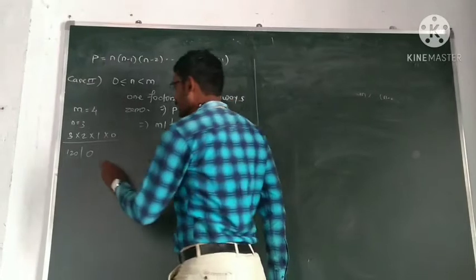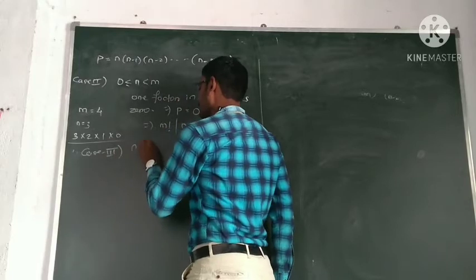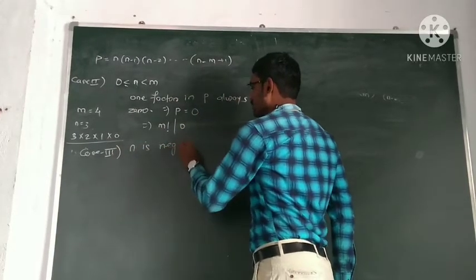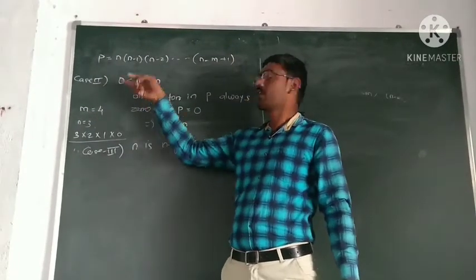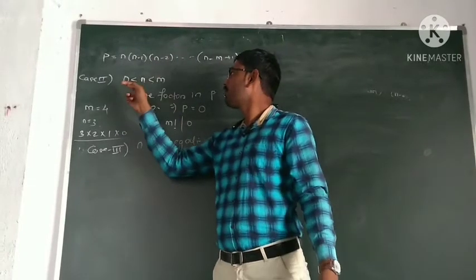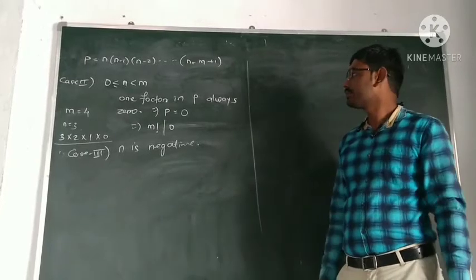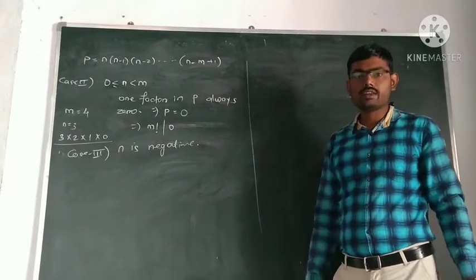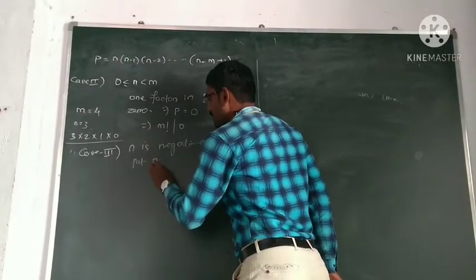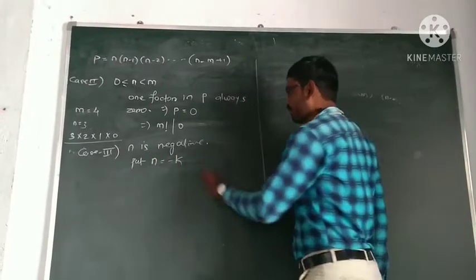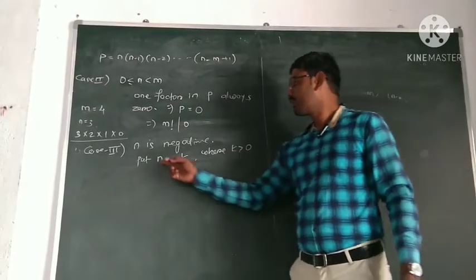Okay, so the third case: n is negative. You have seen two cases earlier. One case when n is greater than or equal to m. Second case when n is less than m but greater than or equal to 0. And third case, n is a negative integer. Now since n is negative, we can write n is equal to minus k, where k is a positive integer. So negative of positive is negative.